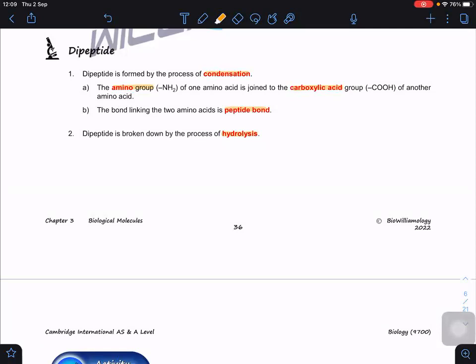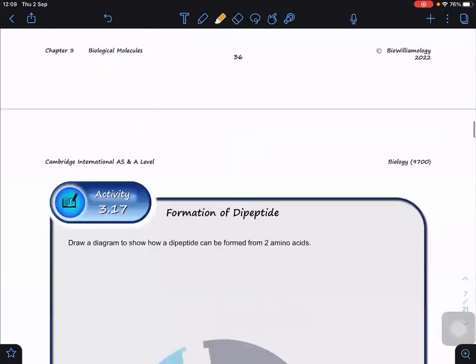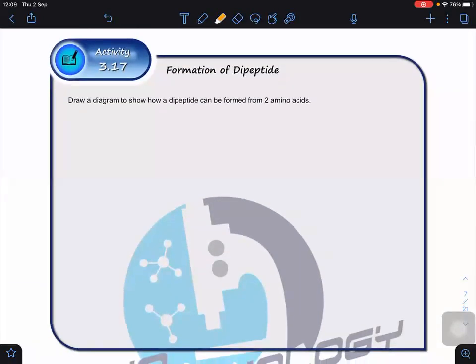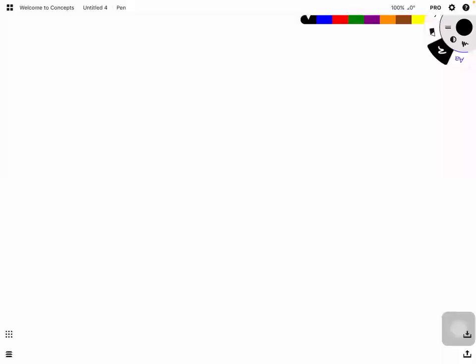When you understand the concept of how we form the disaccharide, the same thing happens for the dipeptide. The process is known as condensation, and the bond formed between the two amino acids is known as the peptide bond. I'm going to draw out the formation of the dipeptide; later you can copy it into this part here. In order to form the dipeptide, we need two amino acids, so place them side by side.